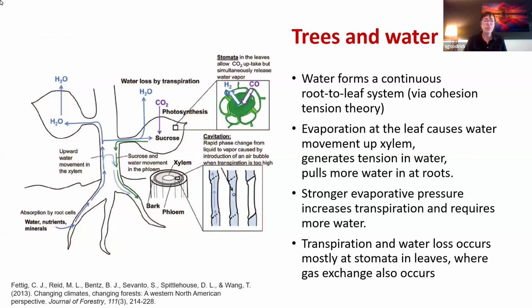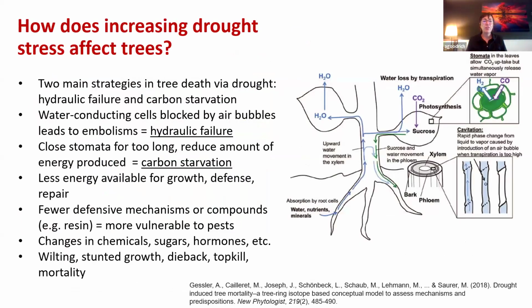And so this diagram shows that a little bit more. We have our water moving up in our xylem conduit, and then this figure here showing the stomata in the leaves, or those tiny openings where the water vapor is evaporating and the carbon dioxide is getting taken in. So how does drought stress or a lack of water affect trees? There are essentially two main hypotheses about how tree death occurs because of drought. That includes hydraulic failure and also carbon starvation.